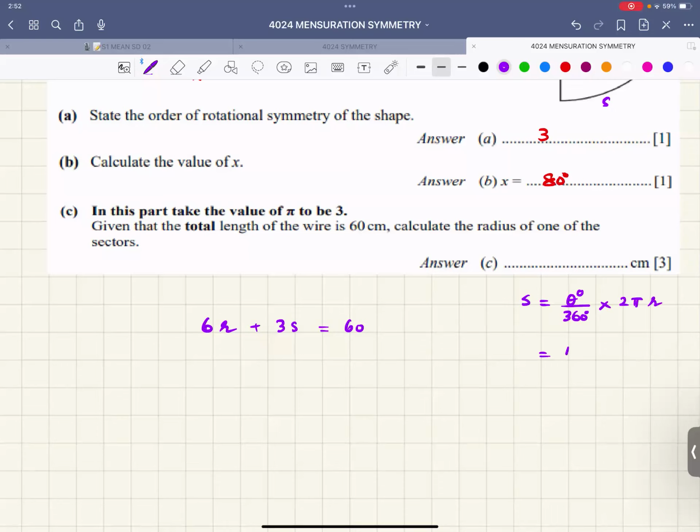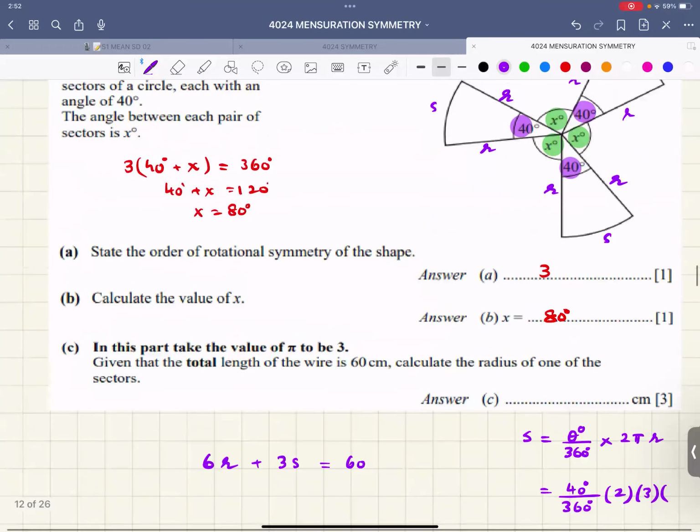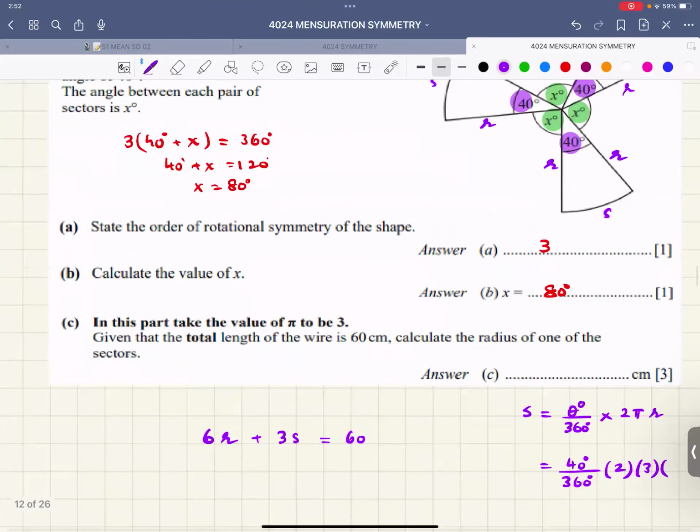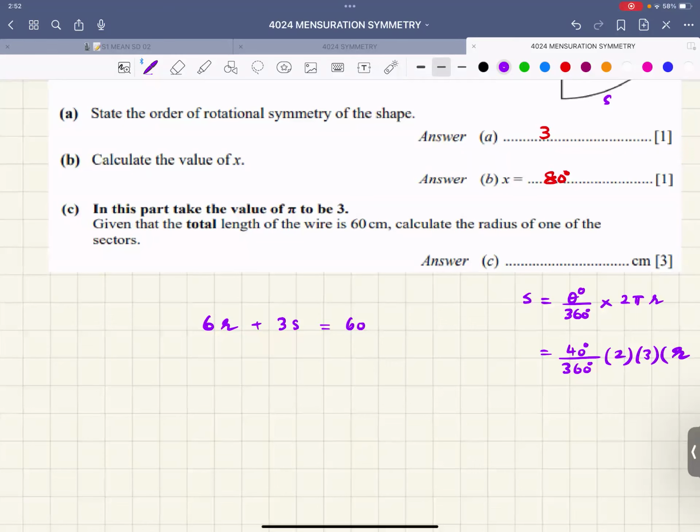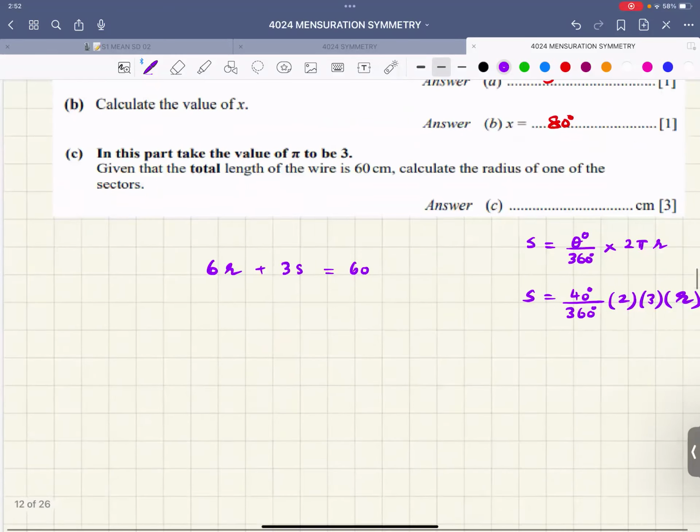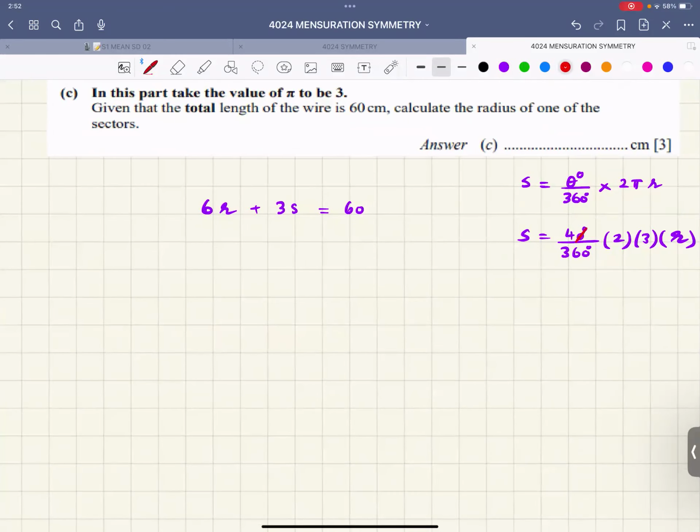Now, theta is 40 degrees, 360 degrees as it is, pi is 3, and R is, what's the value of R? Calculate the radius. That is exactly what we are looking for. So we will write S in terms of R. First of all, cancel the zeros. And 2 into 3, 6. So this 6 will go with this. So this comes out to be 2/3 R.